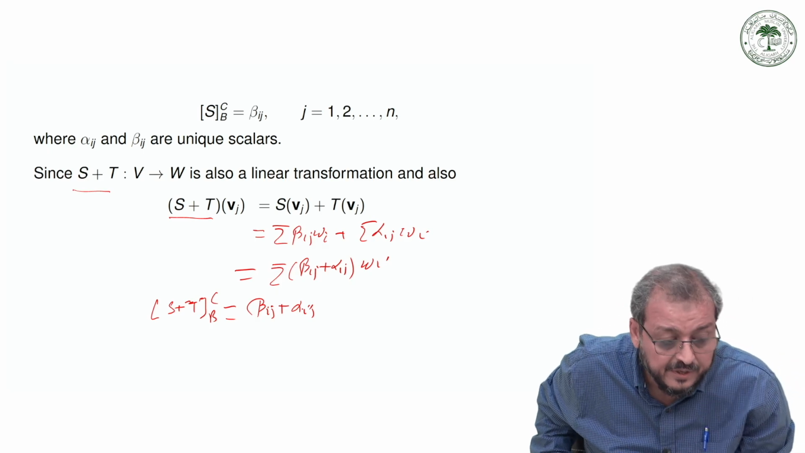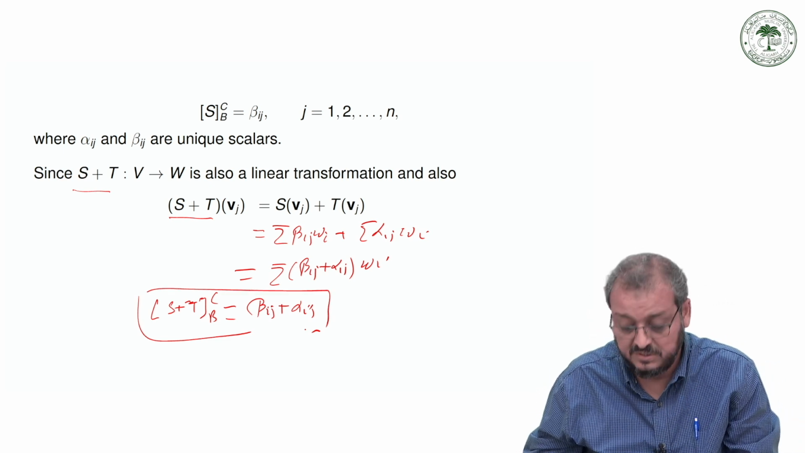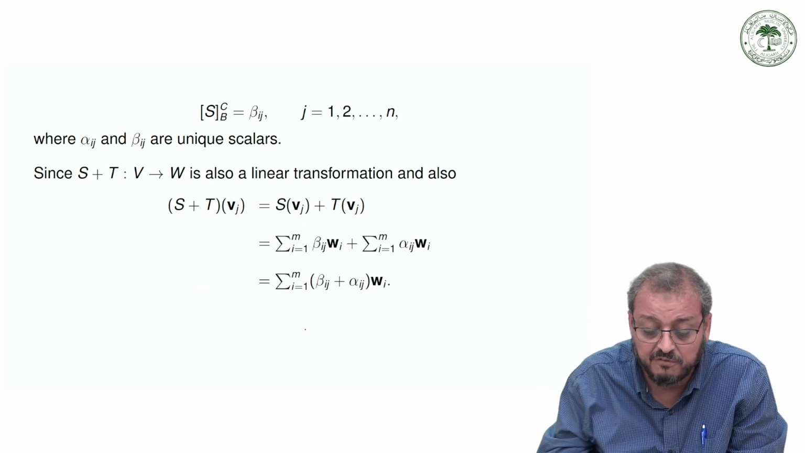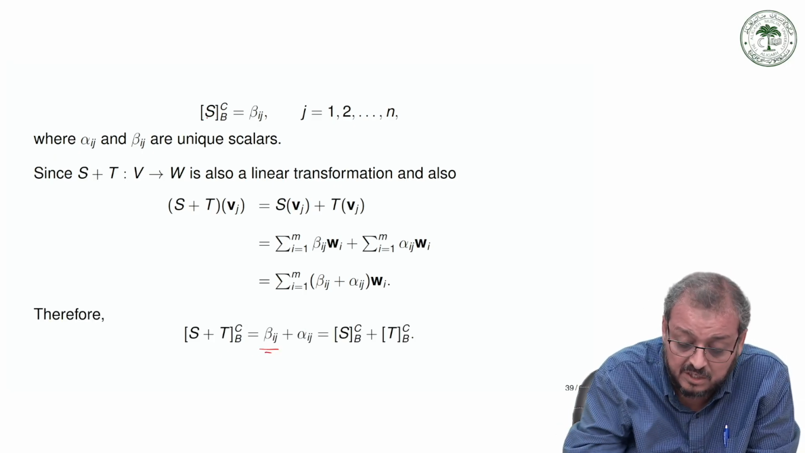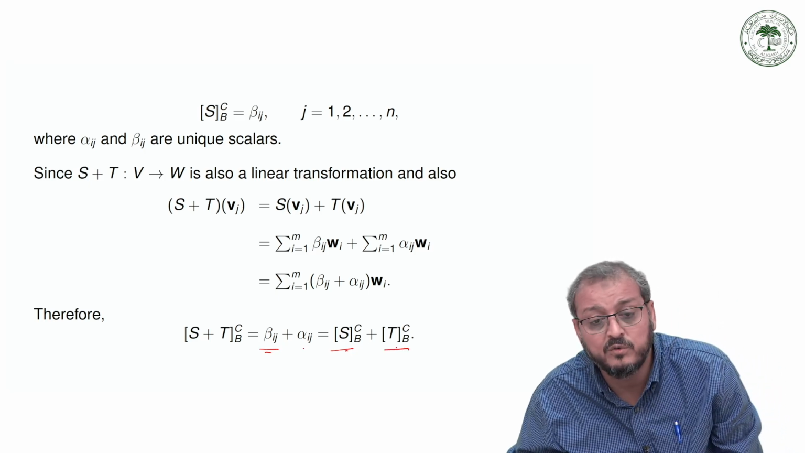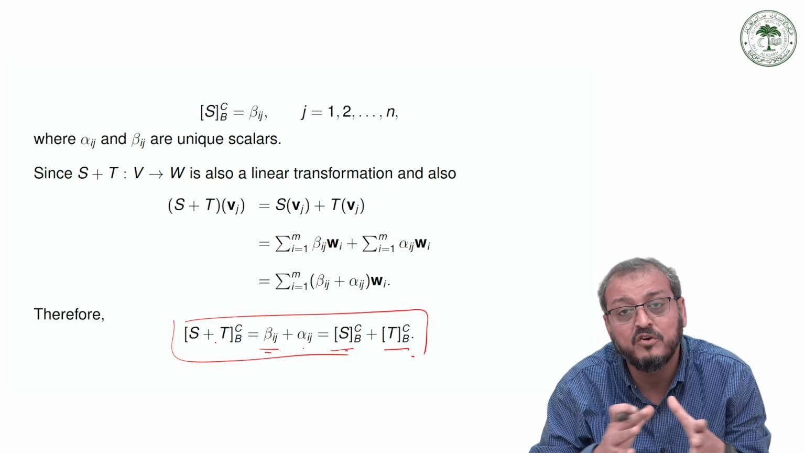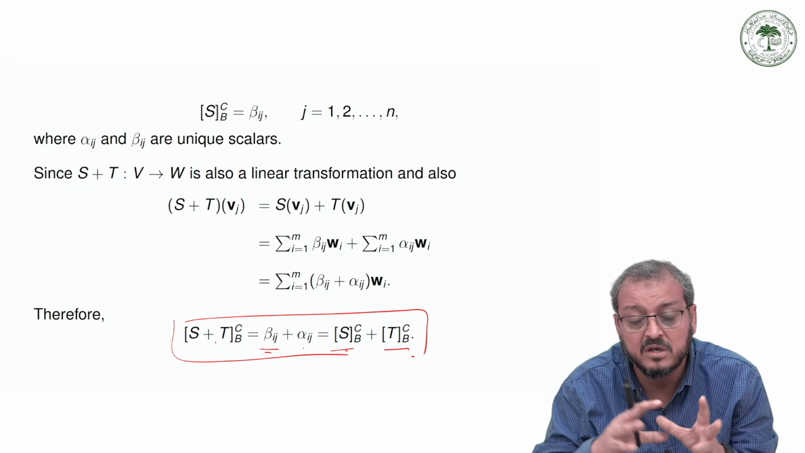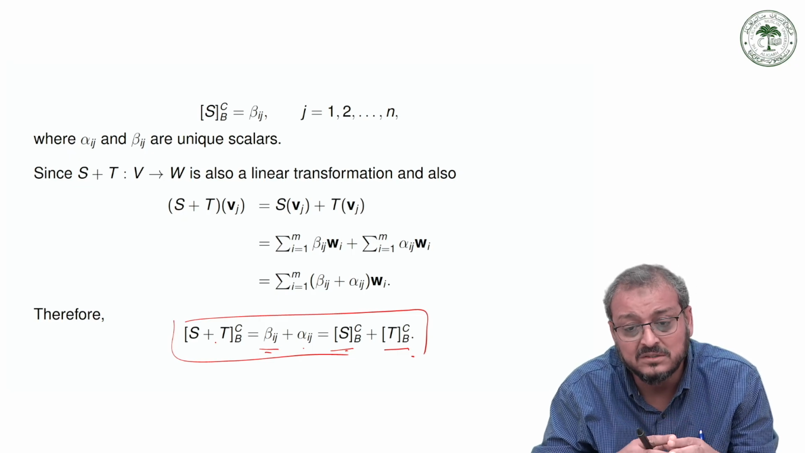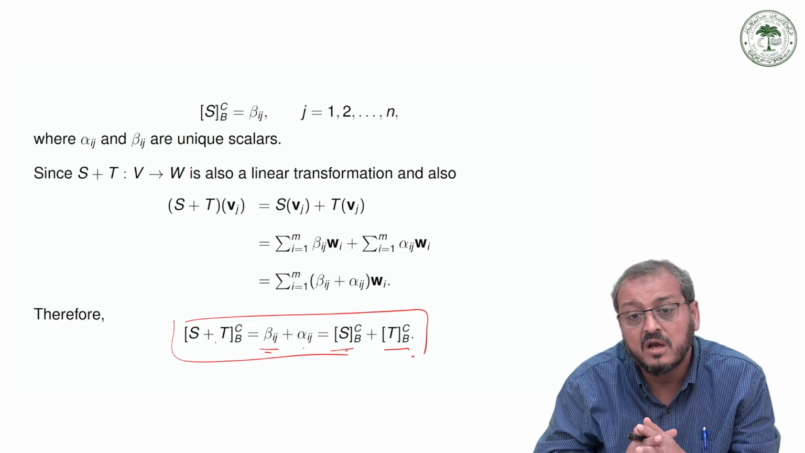So clearly we have shown that the sum of these two is equal to beta ij plus alpha ij. So S plus T is equal to this, which is the matrix of S plus the matrix of T, as we had to prove. That means the matrix representation of a sum of two linear transformations, with respect to the bases B and C, is the same as the matrix corresponding to S plus the matrix corresponding to the linear transformation T. So the proof of this theorem is complete.